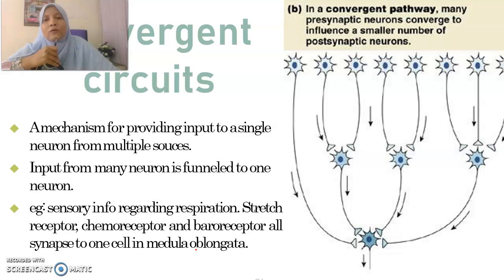Second one is convergent. In convergent circuits, many types of cells end up in only one, so the input is funneled into only one neuron. For example, regarding respiration: stretch receptors from your lung, chemoreceptors and also baroreceptors will synapse onto only one cell in the medulla oblongata.